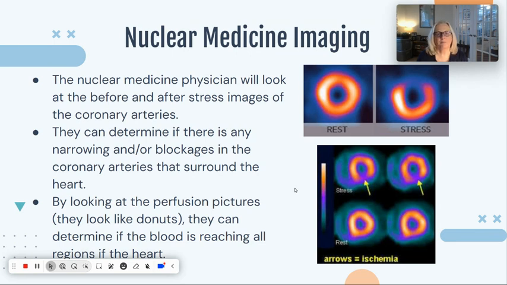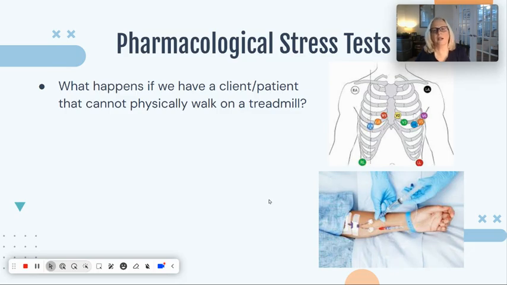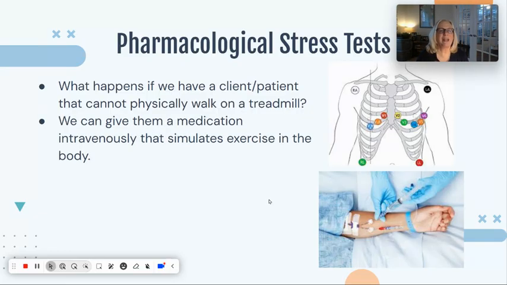It's pretty cool. A pharmacological stress test is for someone who cannot walk on a treadmill. They physically are unable. That means they have one leg, a back injury, a knee injury, or they're elderly and walk with a cane. We can't put them on a treadmill and get a good test, so we need to do something else. We give them a medication through their IV that simulates exercise in the body. They feel like they're exercising, but they're laying still.